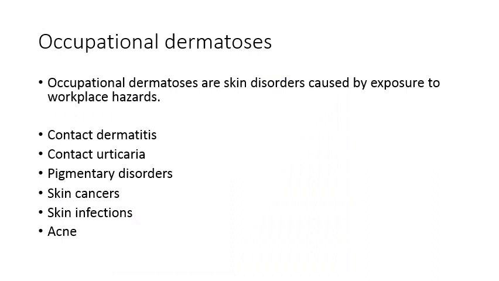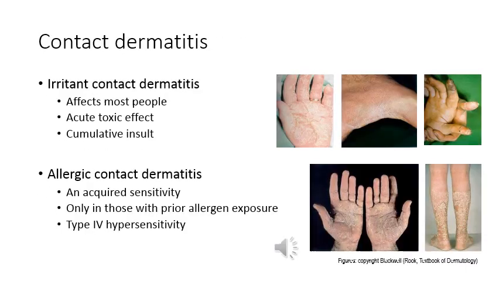Occupational dermatoses are skin disorders caused by exposure to workplace hazards. The examples of occupational dermatoses are contact dermatitis, contact urticaria, pigmentary disorders, skin cancers, skin infections and acne. Occupational contact dermatitis is the commonest form of occupational dermatosis. It can be divided into two types, the irritant contact dermatitis and allergic contact dermatitis.